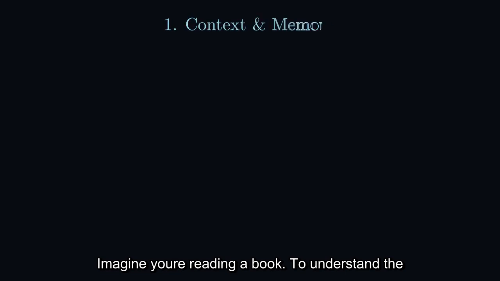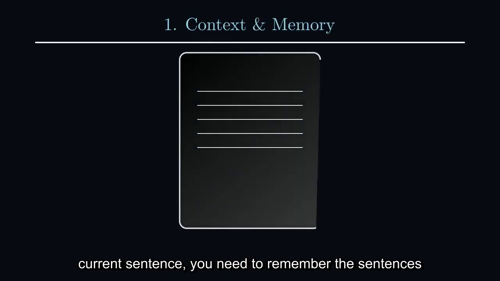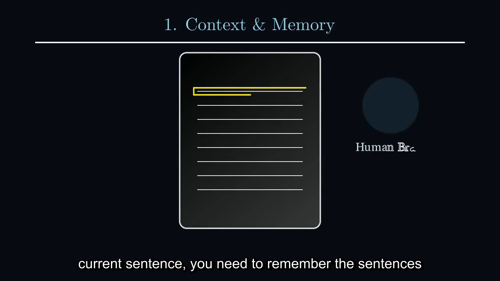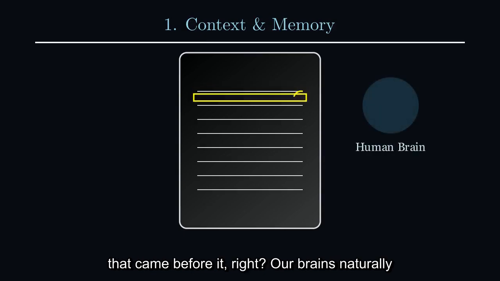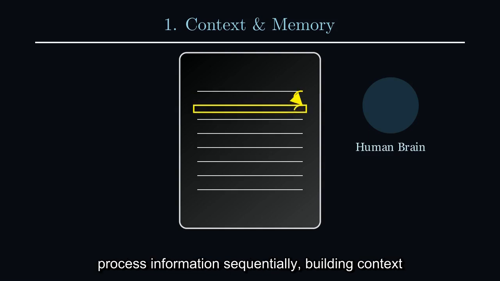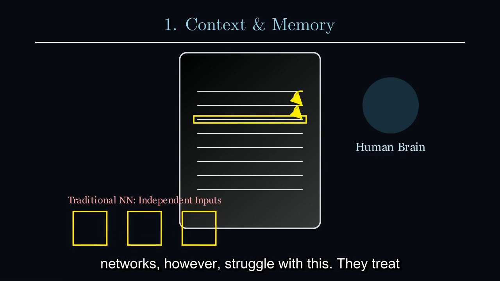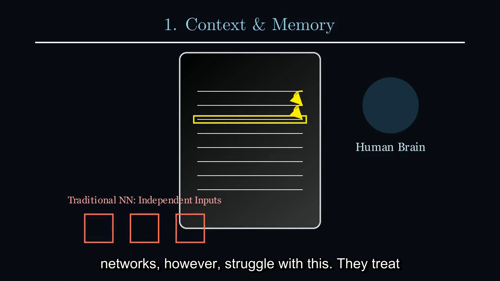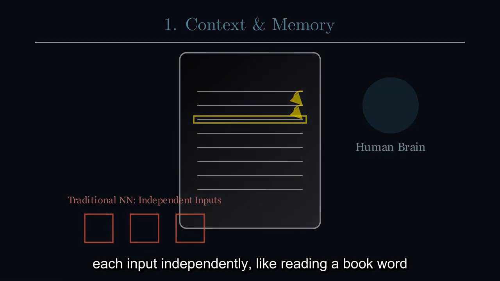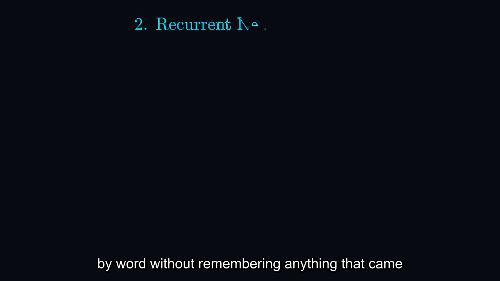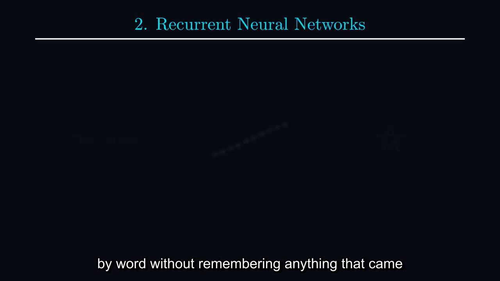Imagine you're reading a book. To understand the current sentence, you need to remember the sentences that came before it, right? Our brains naturally process information sequentially, building context with each new piece of data. Traditional neural networks, however, struggle with this. They treat each input independently, like reading a book word by word without remembering anything that came previously.